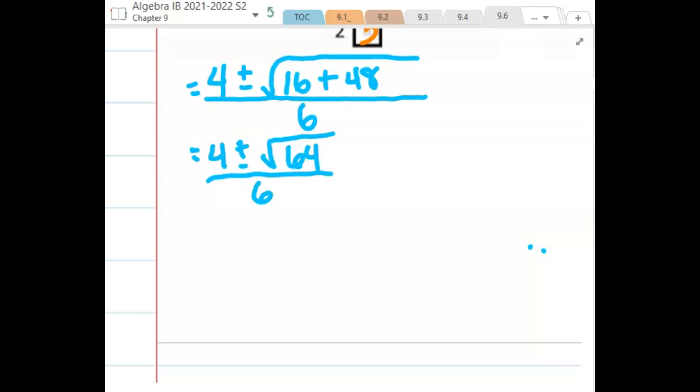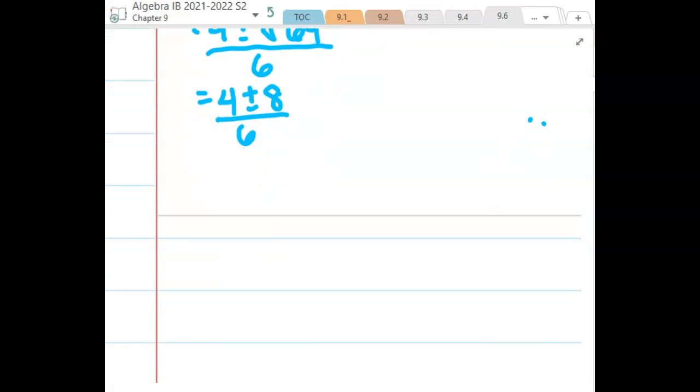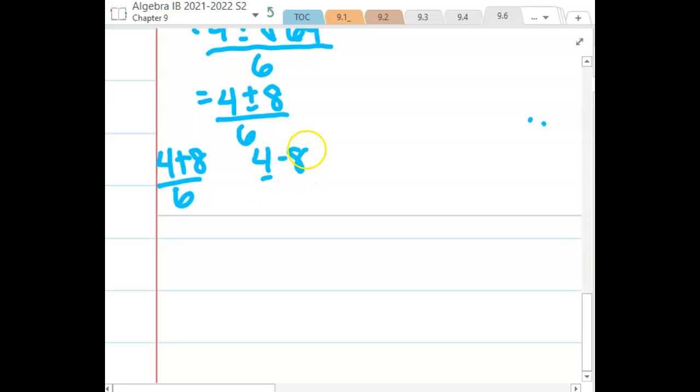And when you're trying to figure out what the next step is, look at what you have. I have 4 plus or minus the square root of 64. Well, I could take the square root of 64, so let's do that. The square root of 64 is 8, so it's going to be 4 plus or minus 8 over 6. And now this is like what we did with completing the square. My 2 answers are going to be either 4 plus 8 divided by 6, just like we did with completing the square, and 4 minus 8 divided by 6.